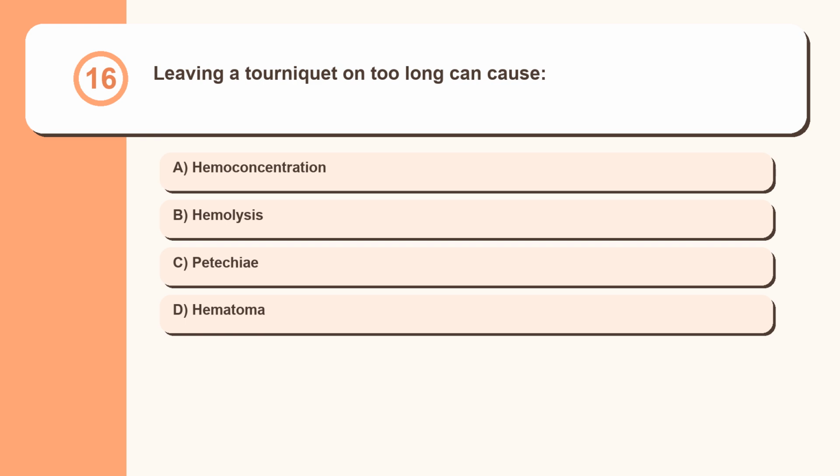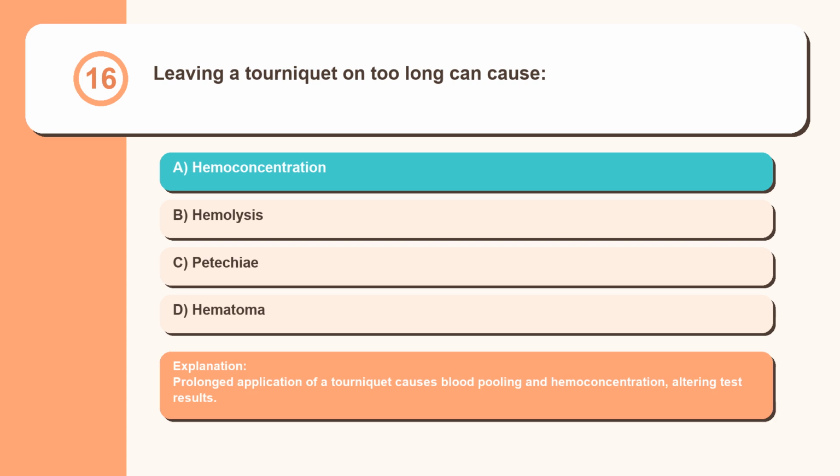Question 16. Leaving a tourniquet on too long can cause: hemoconcentration, hemolysis, petechiae, hematoma. Prolonged application of a tourniquet causes blood pooling and hemoconcentration, altering test results.